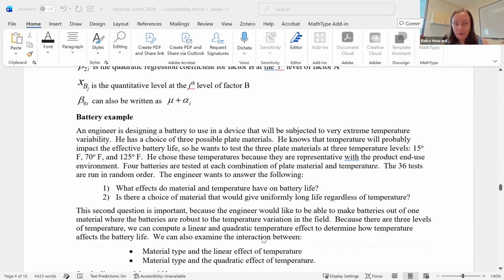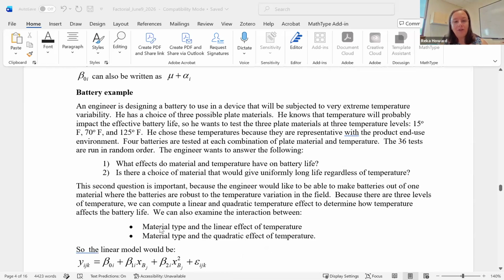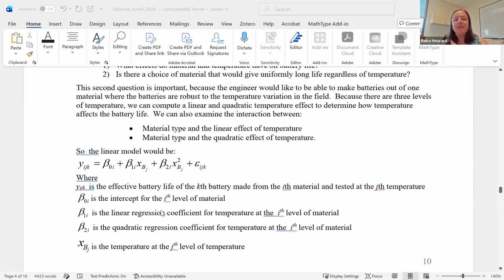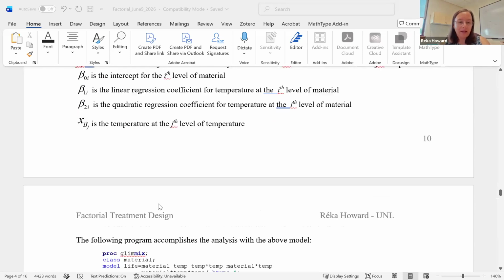Since I have three levels of each factor, when I'm looking at the quantitative factor, I know that I have three levels, so I will look at the linear and quadratic effect. For interaction, I will look at the interaction between material type, which is the qualitative factor, and the linear effect of temperature, and also the quadratic effect of the temperature. Same thing as we did before. And this is just describing the model again. It's exactly the same as before, just explaining the actual terms with this battery example. So that can be useful.